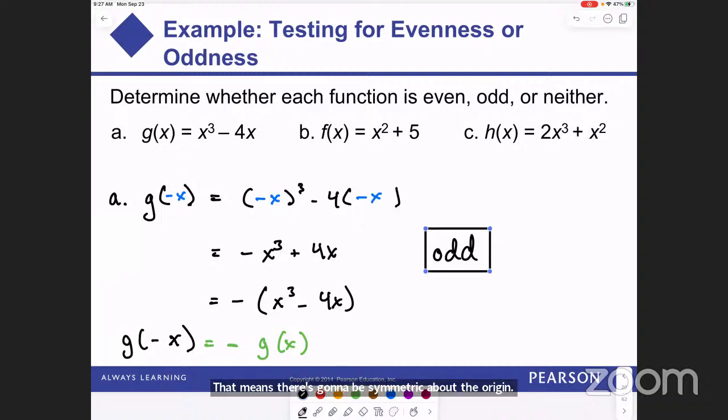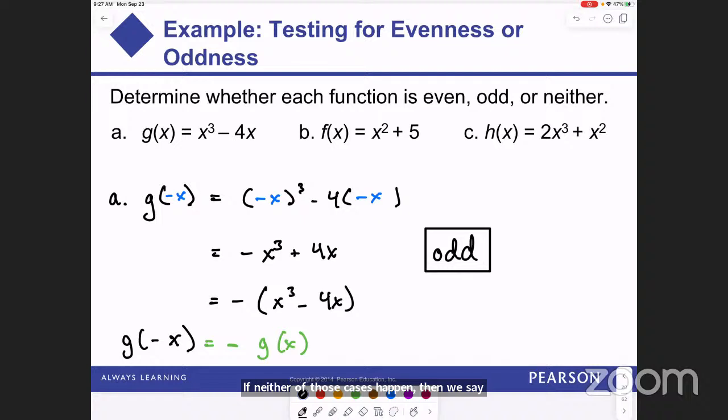So this is how we do a test algebraically to determine whether a function is even, odd, or neither. Again, a quick recap: we replace x with negative x, we simplify, and then we interpret the results. If we get back to the original, then that means that it's even. If we get a negative times the original, like we did in this example, that means the function is odd. If neither of those cases happen, then we say that it's neither.